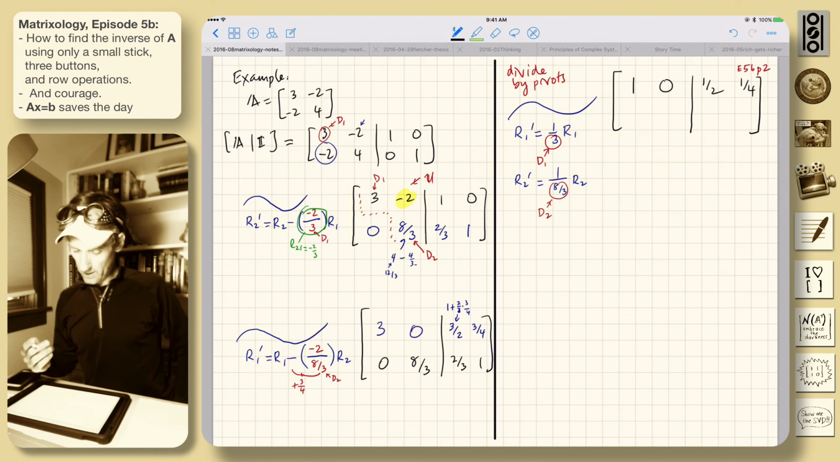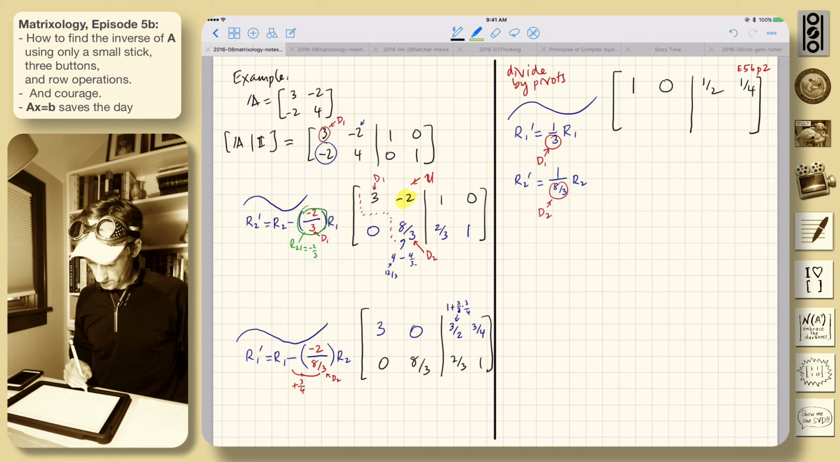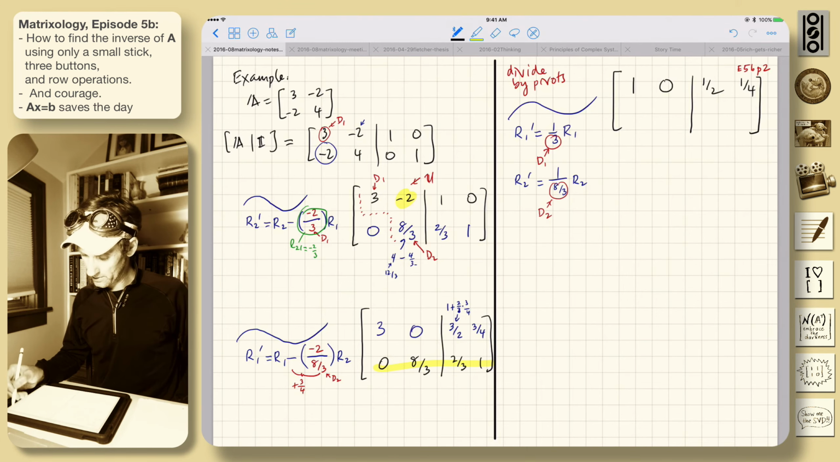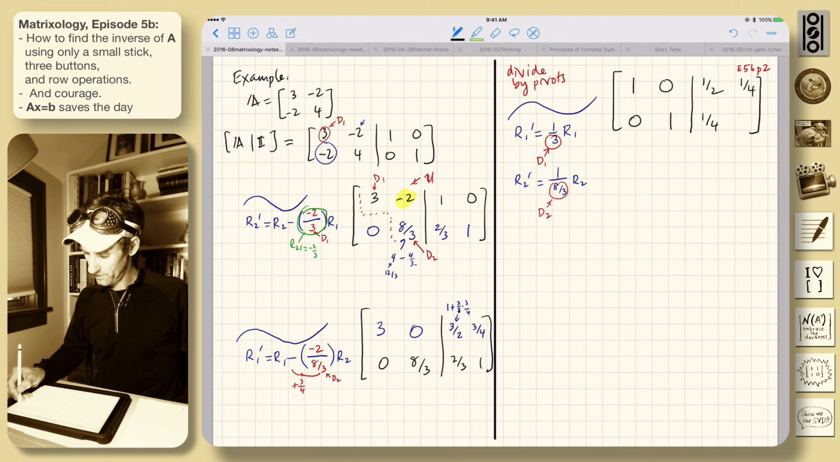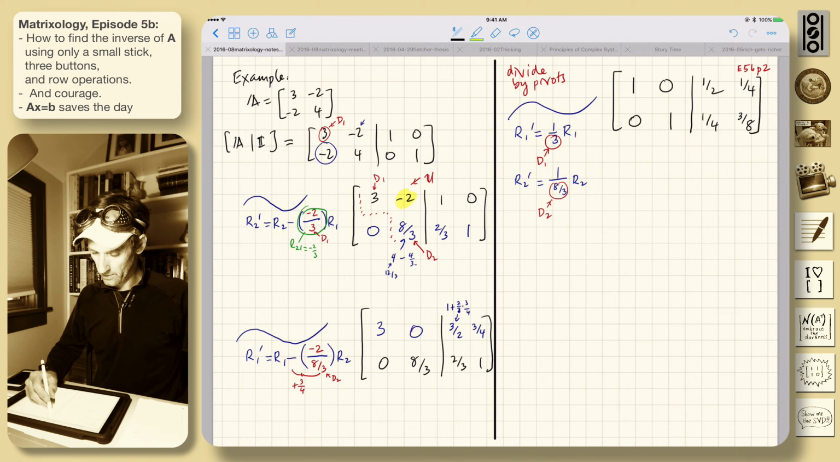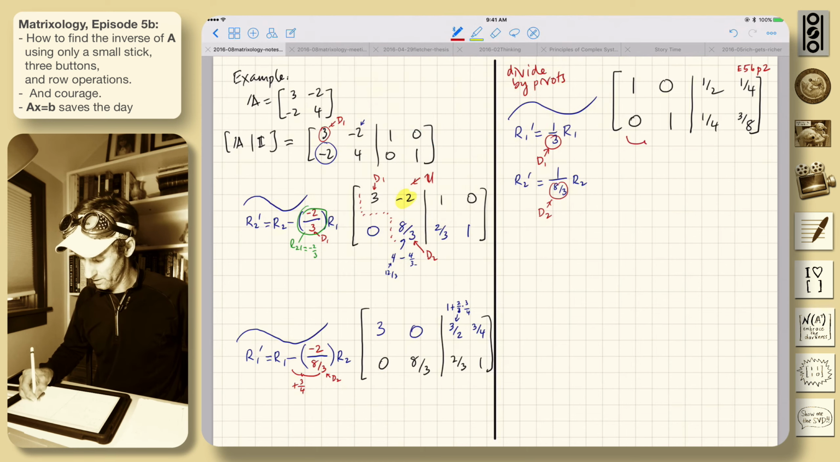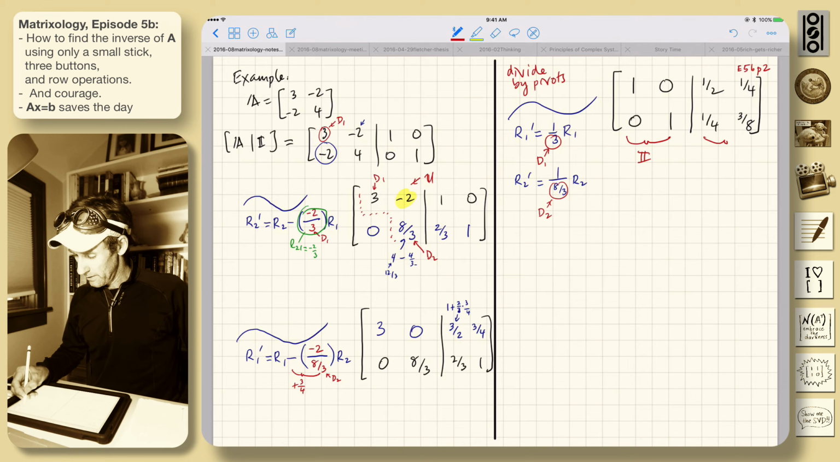And then we're dividing through by 8/3 on the second row, and we can think of that as actually multiplying by 3/8. So 0, 1, 2/3 times 3/8 is a quarter, and then 1 times 3/8 is 3/8. So we've done the right thing. So this is great. This is a good thing to be able to do. Identity. And this we're claiming is the inverse of A.